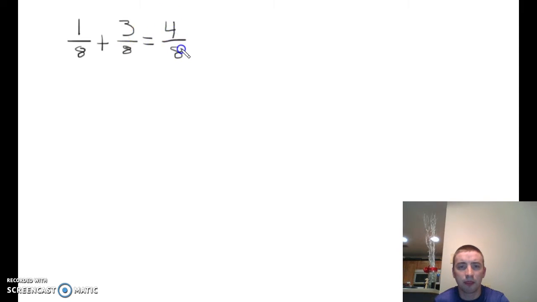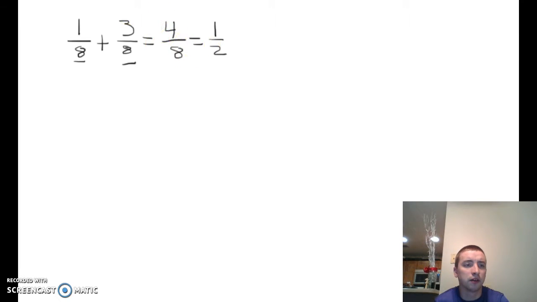So if I have the fraction, let's say 1/8 plus 3/8, I get 4/8. And I know I can simplify that down to 1/2. So if my denominators are the same, like if they're both 8s, then I just add the numerators, and I have my answer.